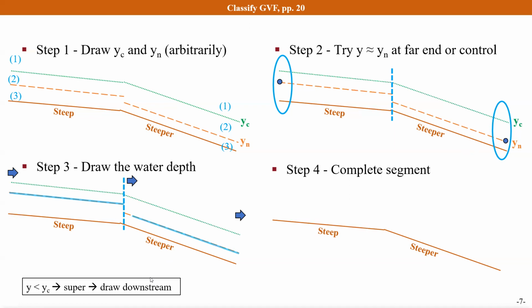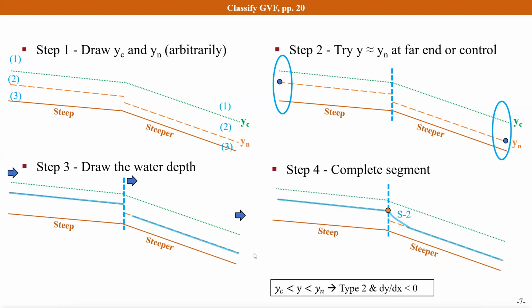For supercritical flow, the transition of the slope only impacts the downstream. Therefore, we leave an empty space at the downstream. The next step is to fill out this empty space. From this transition point, the orange dot is in the middle of the critical depth and the normal depth in the downstream.